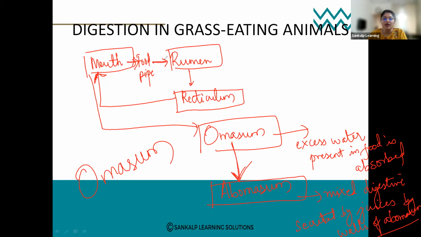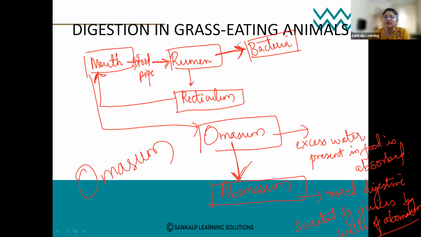Now, what happens after the food is passed to the food pipe? It will enter the first chamber, which is called the rumen. It is a large chamber, and bacteria are present in it. The ruminant animal will go on eating till the first chamber is filled. Once it is filled, the ruminant will stop eating the grass.